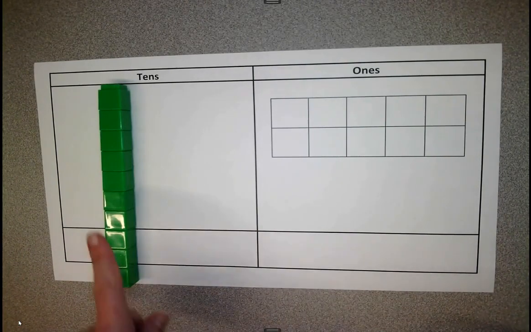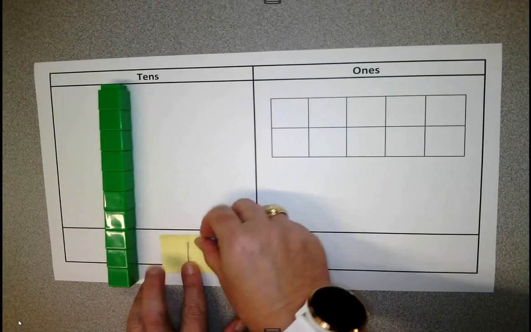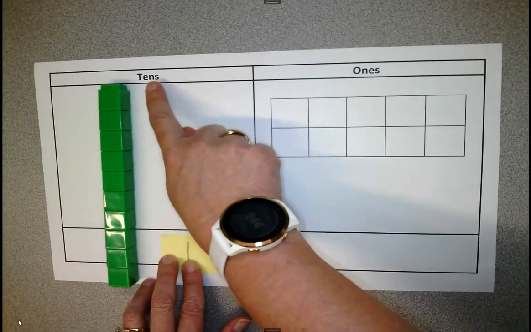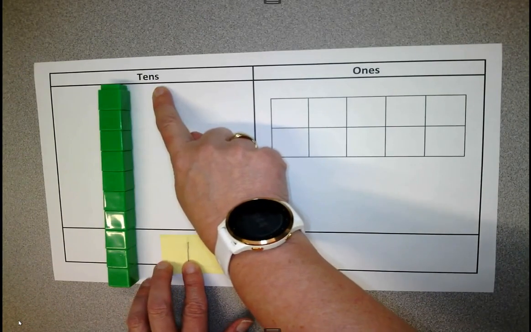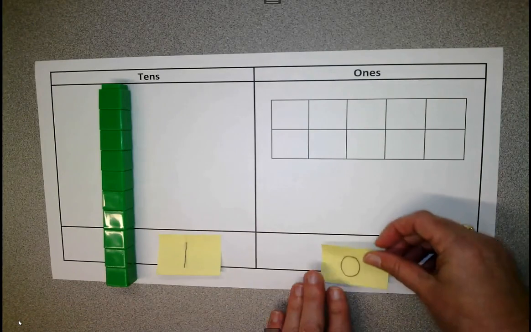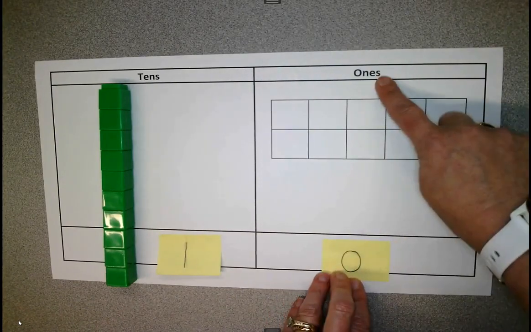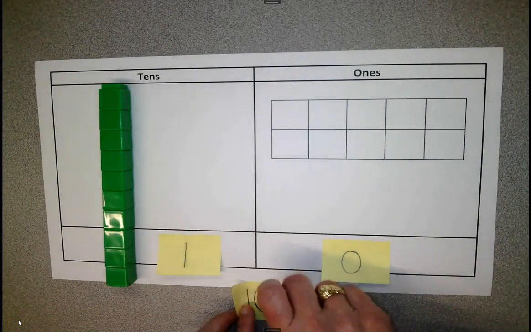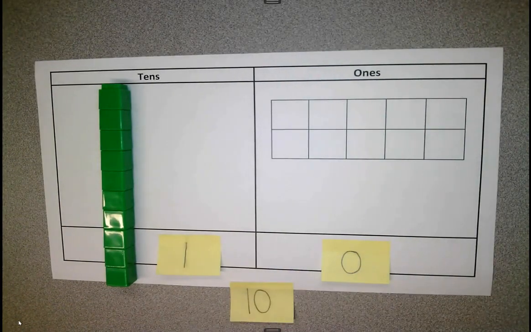So what do we have here? We have 1 10. Be sure to pay attention to the labels of this place value chart. That is new for the students. And we have 0 ones. So what number do we have? The standard form of our number is 10. We have 1 10 and 0 ones.